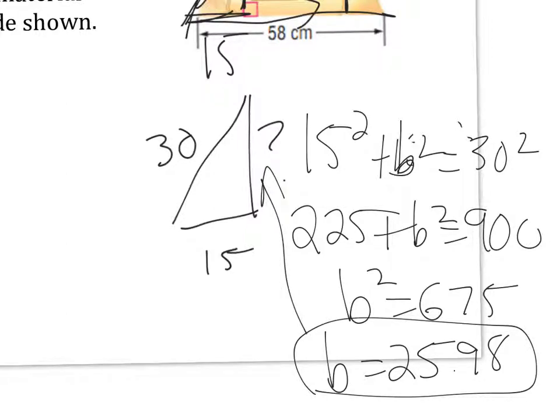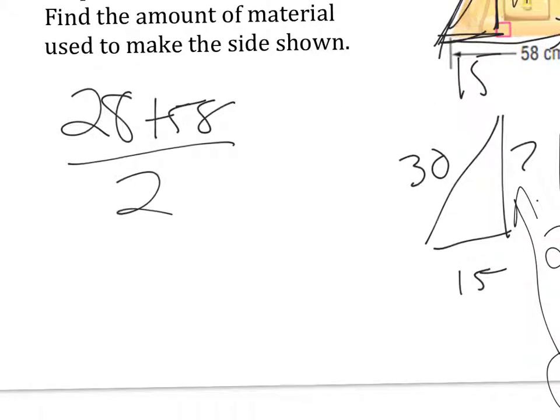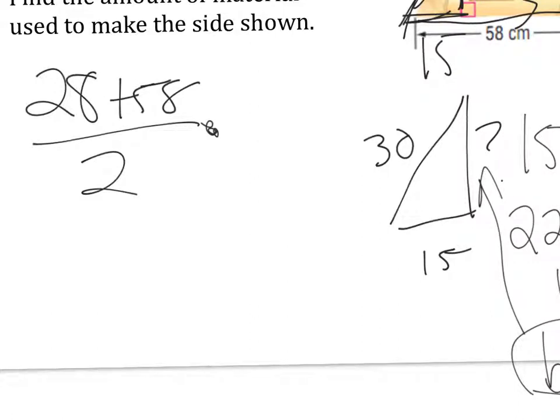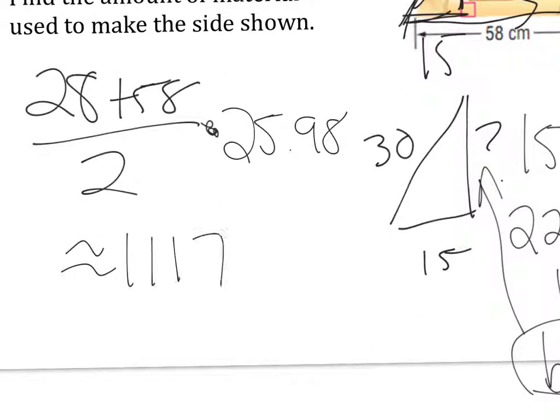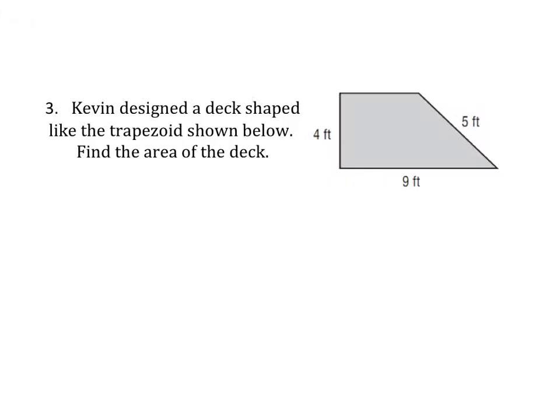So the b in the triangle is this, but remember what this represented. This represented my height. So I multiply by 25.98. So 28 plus 58 divided by 2 times 25.98. That's going to be approximately 1,117. So there's my answer. That's going to be in centimeters squared. Make sure you are including the label, otherwise we have no idea what you're talking about.